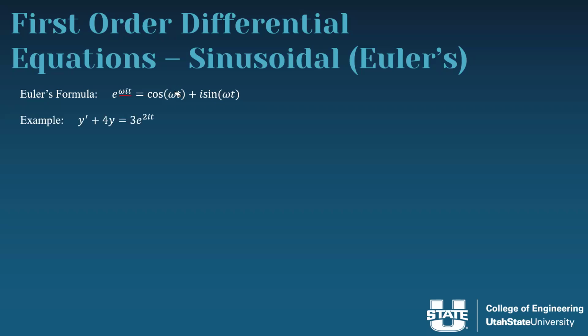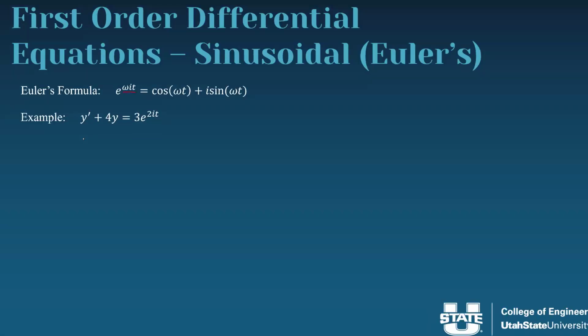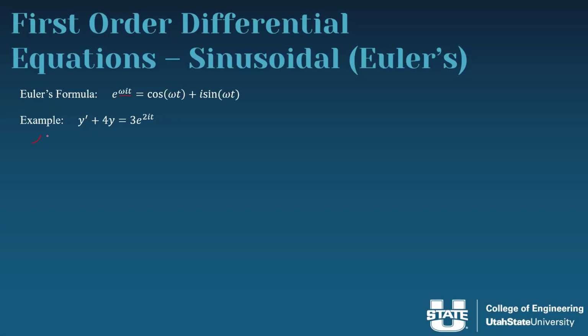So we have this example: y prime plus 4y equals e to the 3 2it. The first part we're going to solve using the integrating factor again. So your mu, sorry, I zoomed in because I'm left-handed. My mu is equal to e to the 4t.